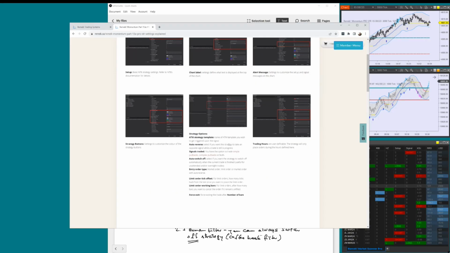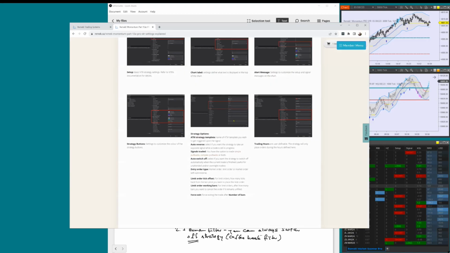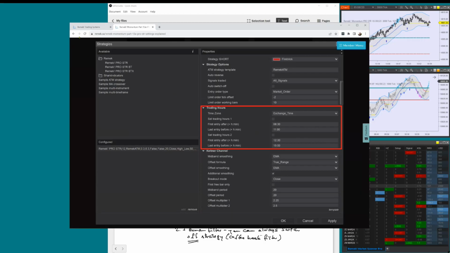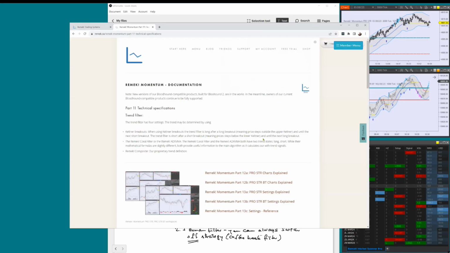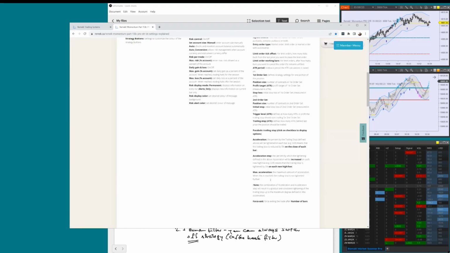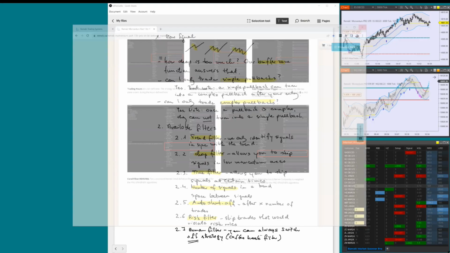So if you ever find that you're not sure what a certain setting does, just hop on this page, for both ProSTR and also for BT, our twin product. Both are basically the manifestations of the same trading methodology under NinjaTrader 8. So all these settings are explained here, and you can refer to this page at any time. Again, technical specifications, and there's one page, settings explained for ProSTR, and then settings explained for BT as well.